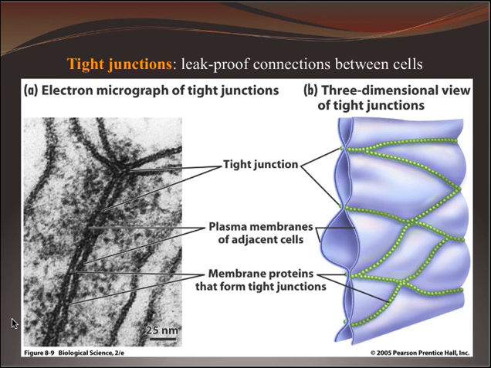In looking at tight junctions here, again we see a transmission electron micrograph of a tight junction. And we can see here various proteins that hold together the two surfaces of cells. And again, these serve as leak-proof connections between cells.